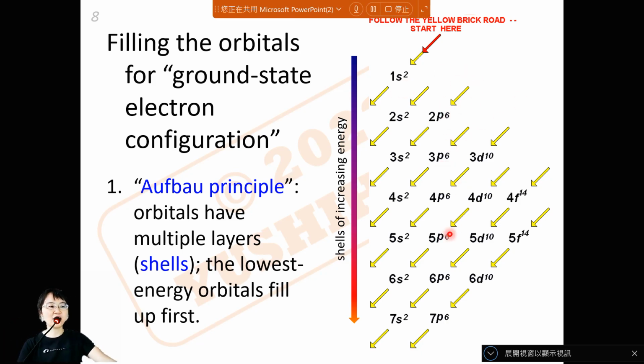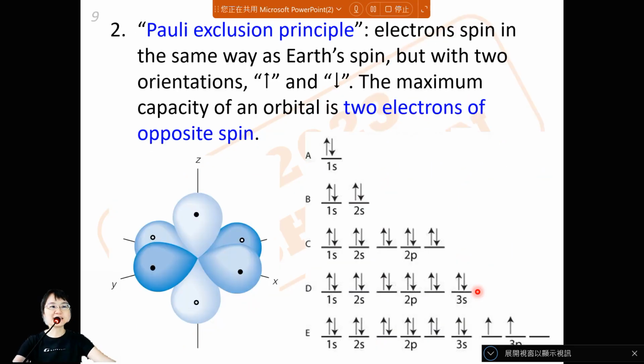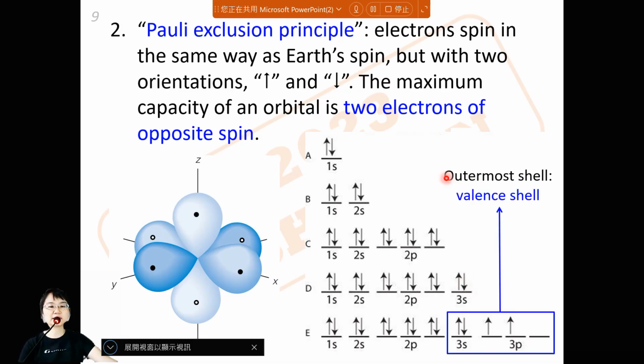This is the Aufbau principle. You need to fill in the shells or electron orbitals in this order. And this is the Pauli exclusion principle. For each orbital, you can have up spin and down spin. Valence shell means the outermost shell. In this case, it means the s shell. Shell is defined by the number.